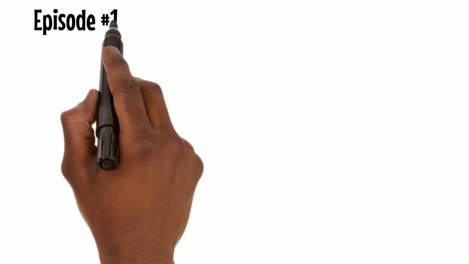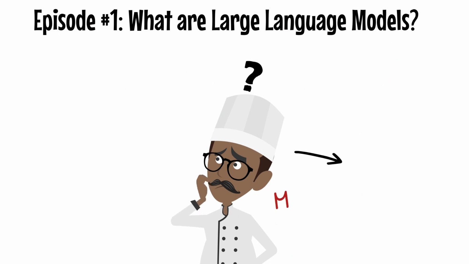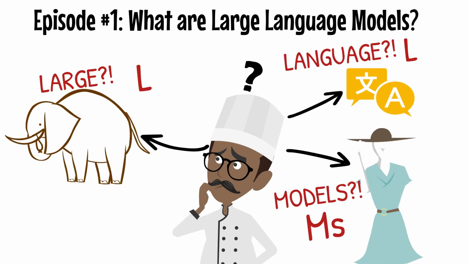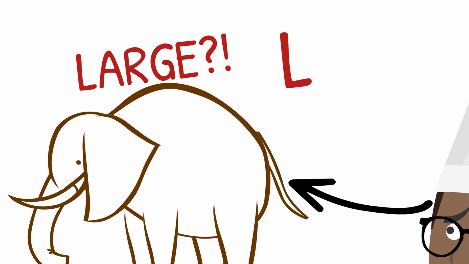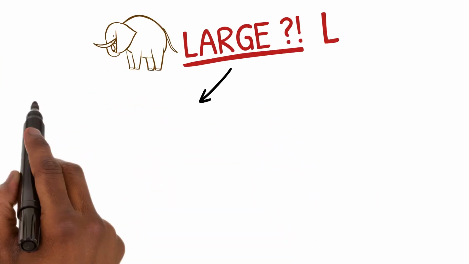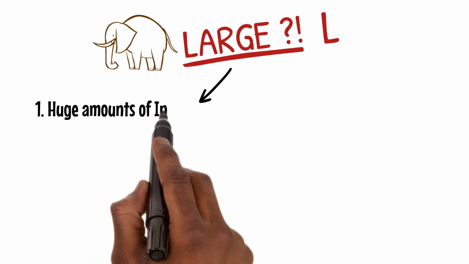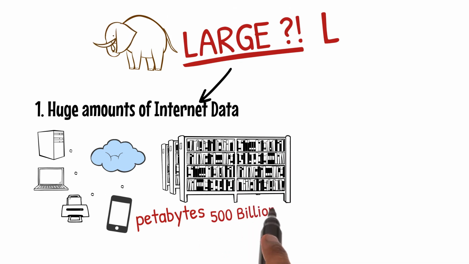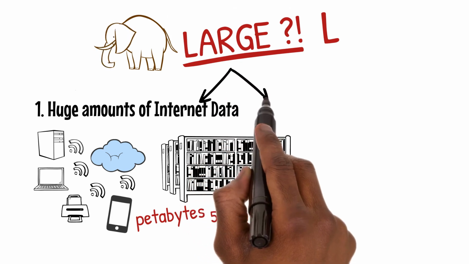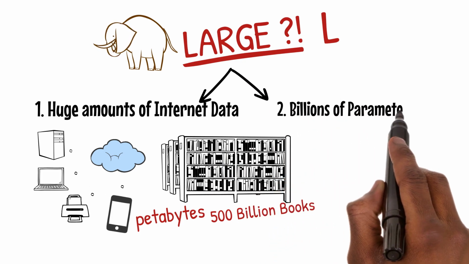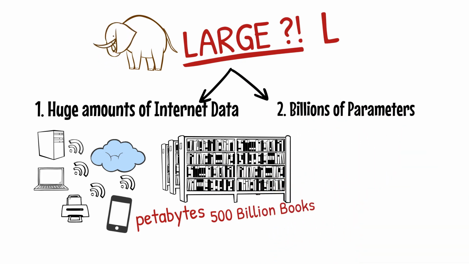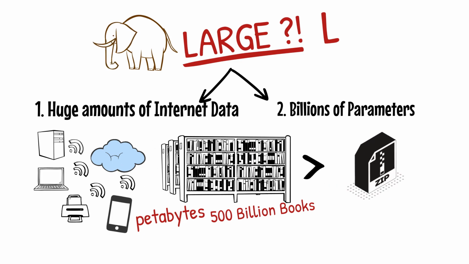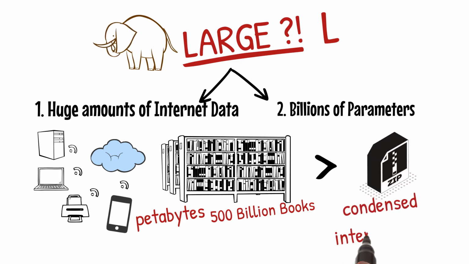So, what exactly are large language models, or LLMs? Let's make it easy to understand, starting with large in LLM. First, large means these models have been trained on huge amounts of internet data, often in the petabytes. To put it in perspective, a petabyte could hold the equivalent of around 500 billion books. Second, large also refers to the billions of parameters that are used by these models. These parameters are like a zip file or a condensed version of internet data.